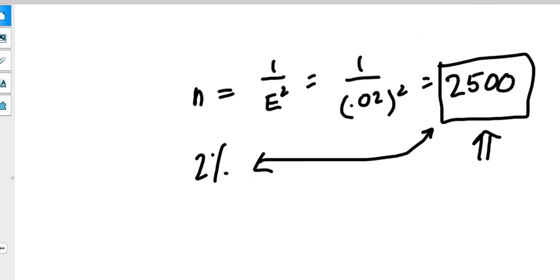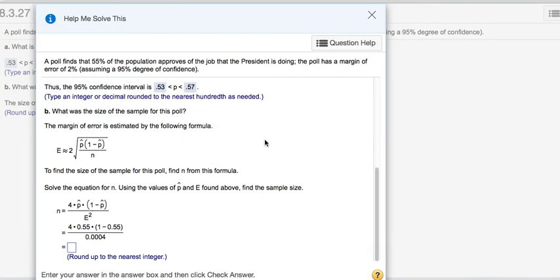But that isn't what this problem asks for. It's saying I've already given you a poll. What was the sample size? And so that's a little bit different.